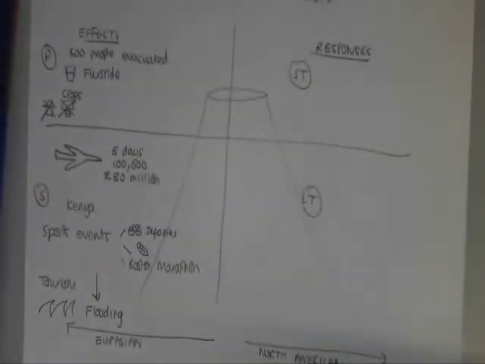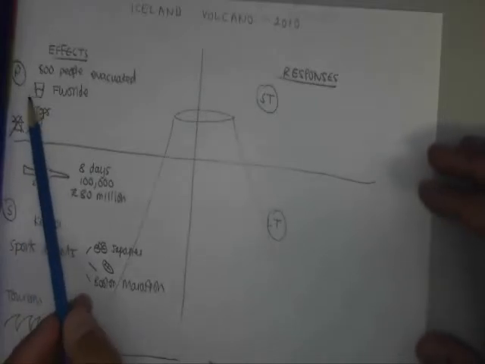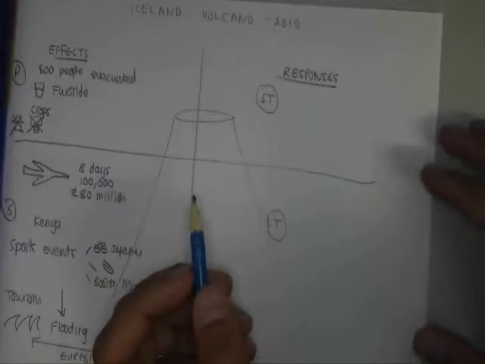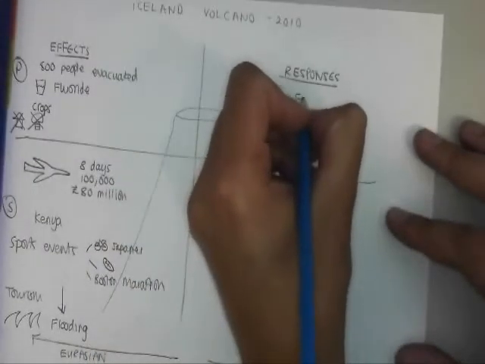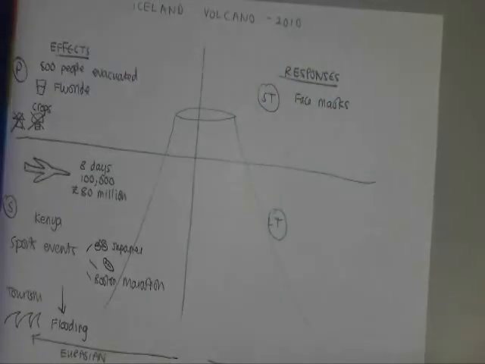Okay. In terms of the responses, we've already talked about the evacuation of people from the immediate area. Because there was a huge amount of ash in the atmosphere, rescuers actually had to wear face masks to protect themselves from that very harmful ash that was in the air as it fell back down to earth.